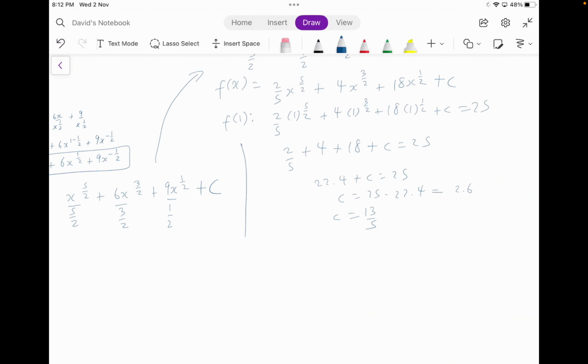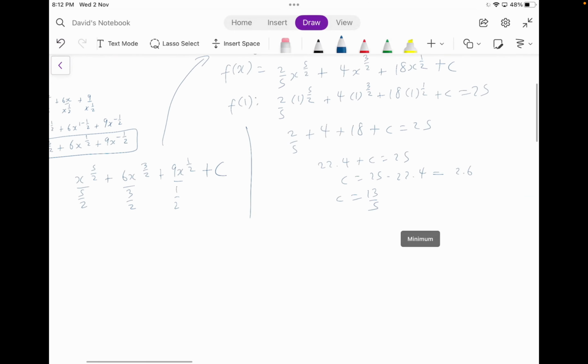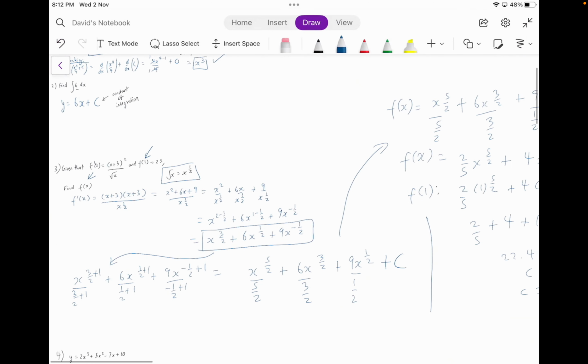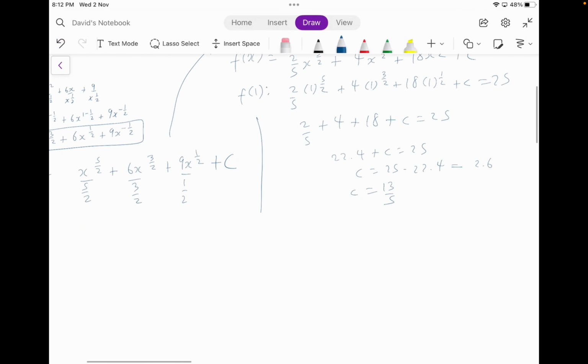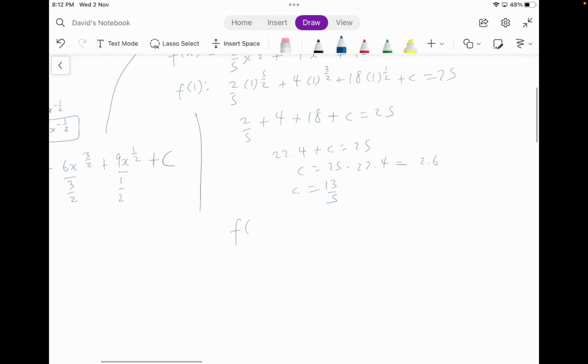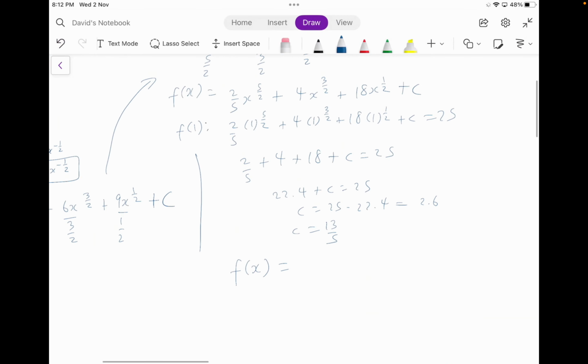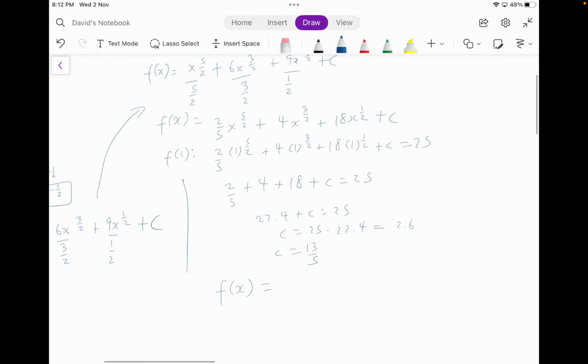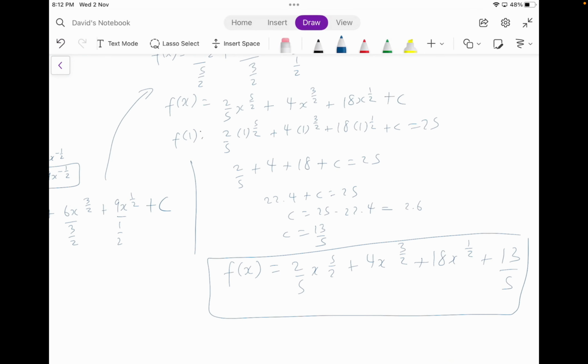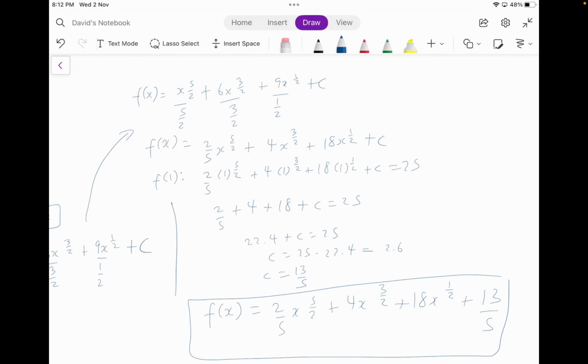Now we have actually found out the differentiated form of what this is, since they have asked us to find f of x, not in terms of integral form. So f of x is going to become equivalent to, now the equation step, what we've got is 2 by 5 x raised to power 5 by 2 plus 4x raised to power 3 by 2 plus 18x raised to power half plus 13 by 5. This is going to be your final answer in terms of solving this question.